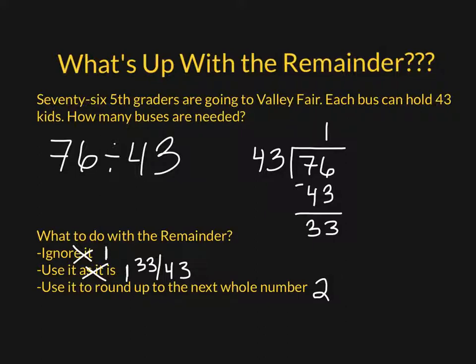Which leads me to this one, using my remainder to round up to the next whole number. Yeah, I for sure need 1 bus, but guess what? For those 33 other kids, I also need a second bus to make sure that everyone can go. So in these problems, you guys, it's not so much just about doing the division, it's about stopping and asking yourself, what in the world am I actually trying to find here? And if you allow yourself the time to think about it a little bit, you'll be able to get it. So, we've gone to Valley Fair. Now let's try the next one. By the way, that is the answer. We're going to need 2 buses.